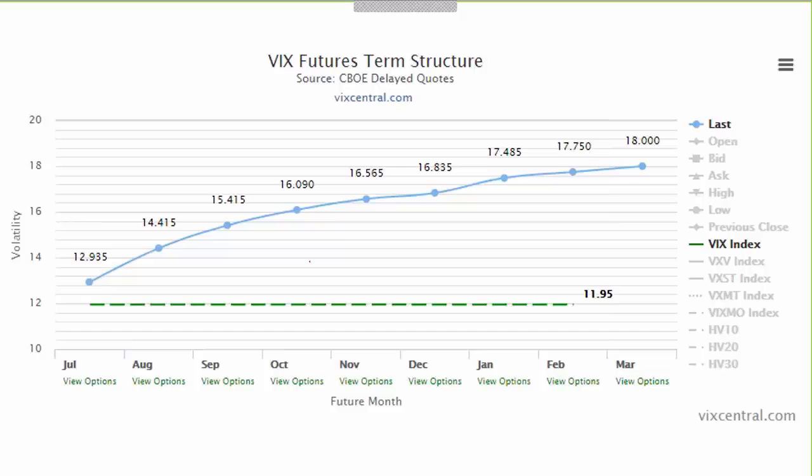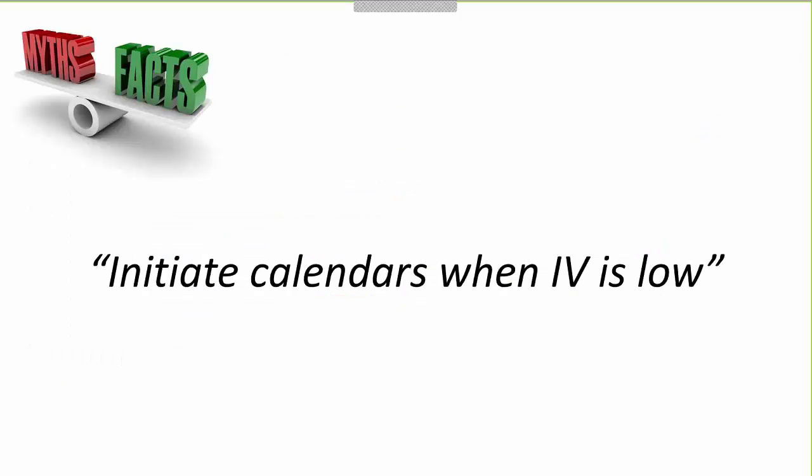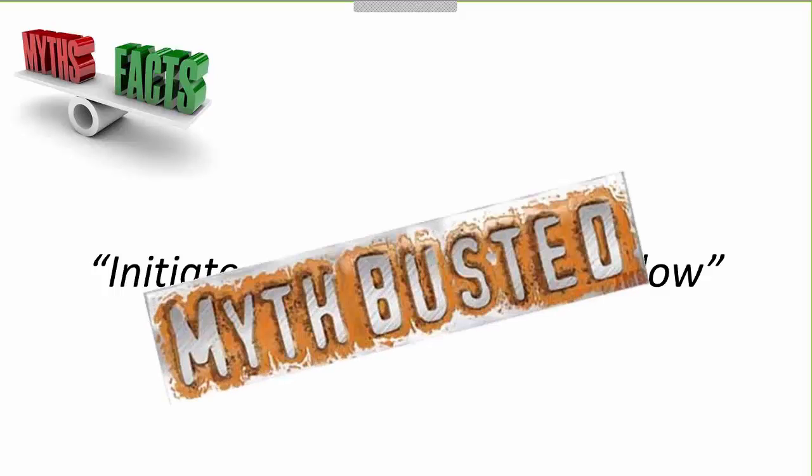Hopefully that helps. So, my favorite myth: initiate calendars when IV is low. Busted. All right. Again, to recap, high IV basically means lower gamma, much bigger distribution between our break-even and where we are, and the ability to play the term structure itself, right? So you've got pretty good edge with those three things combined.